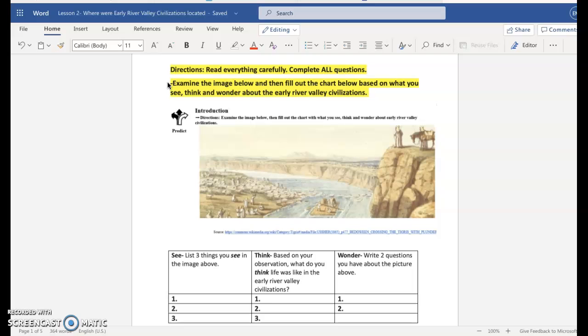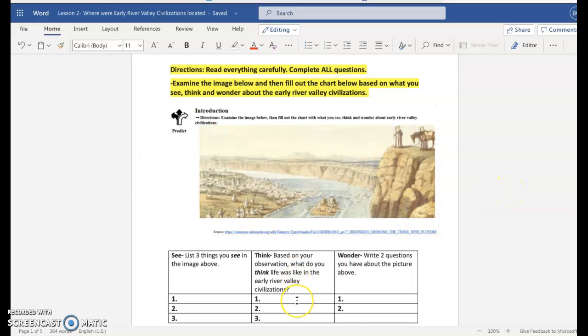For the next couple units, we are going to be working a lot on this see, think, wonder. We'll give you an image, this image right here, and then there are questions on it. See: list 3 things you see in the image. You don't have to write in a complete sentence, just double click in here and type out 3 different things you see. Again, you can use your iPad and zoom in on this image.